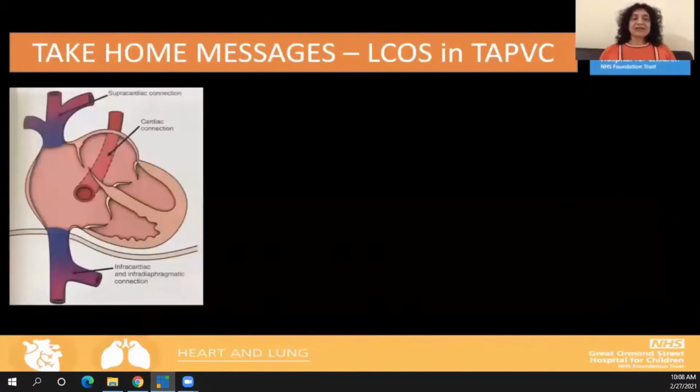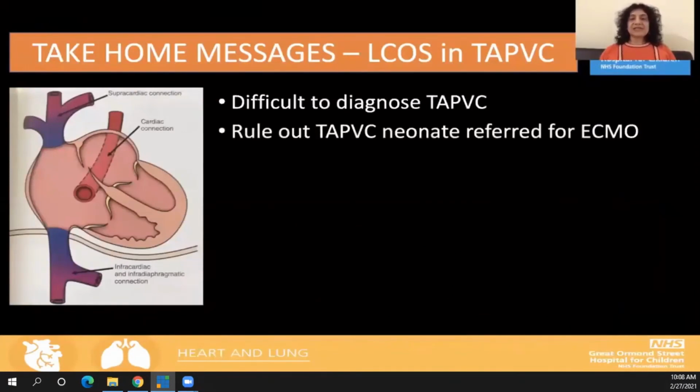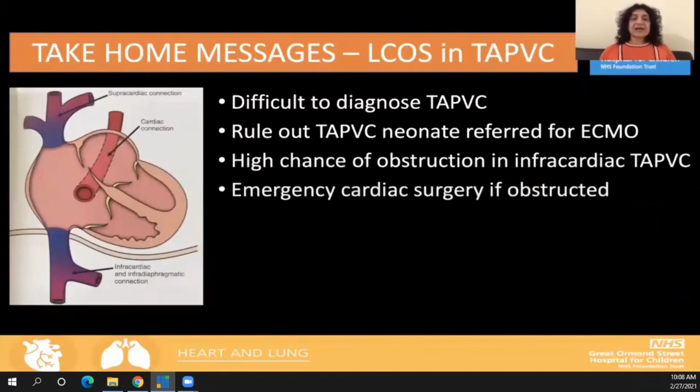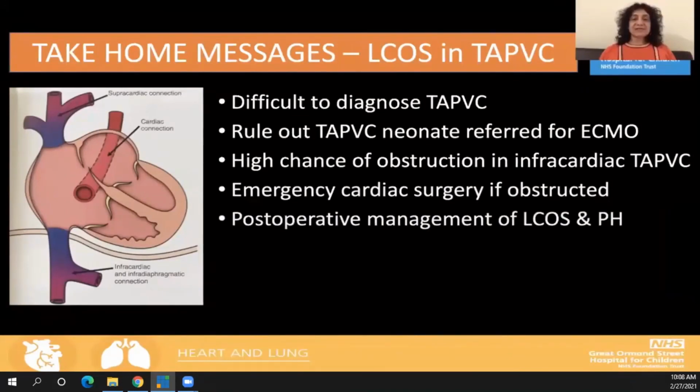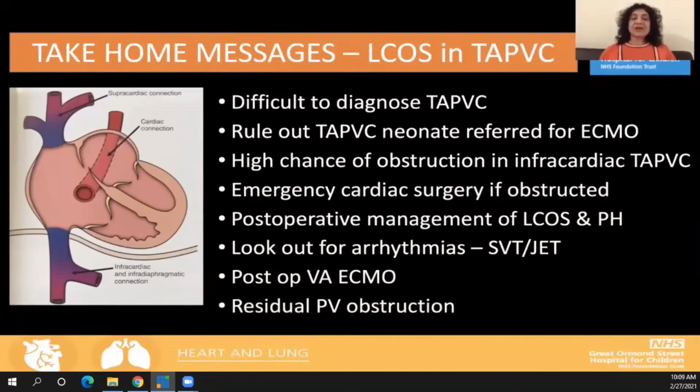So finally, take-home messages for low cardiac output state in TAPVC. It's difficult to diagnose. Rule out TAPVC in neonate referred for ECMO. There's high chance of obstruction in an infracardiac TAPVC. If there is obstruction, emergency cardiac surgery is needed. Be careful with postoperative management of low cardiac output state and pulmonary hypertension. Look out for arrhythmias, and occasionally VA ECMO may be needed, and rule out any residual pulmonary venous obstruction.